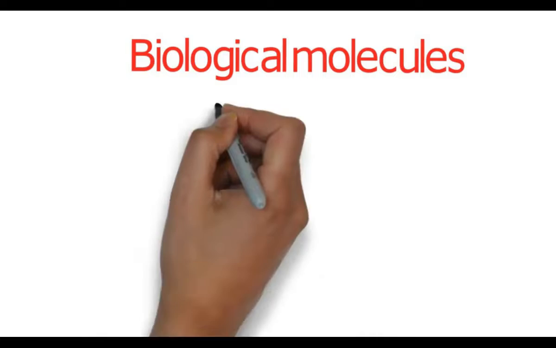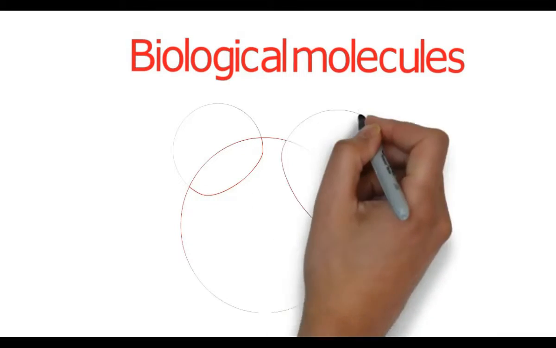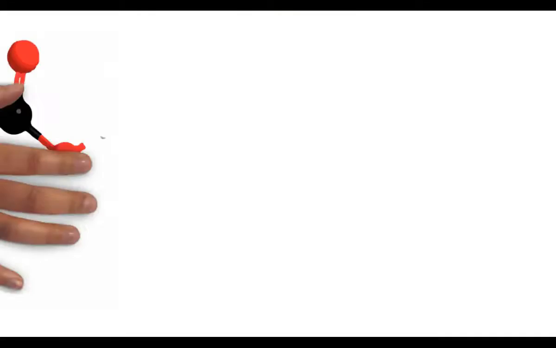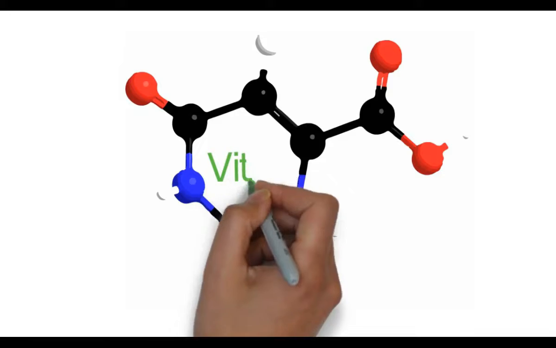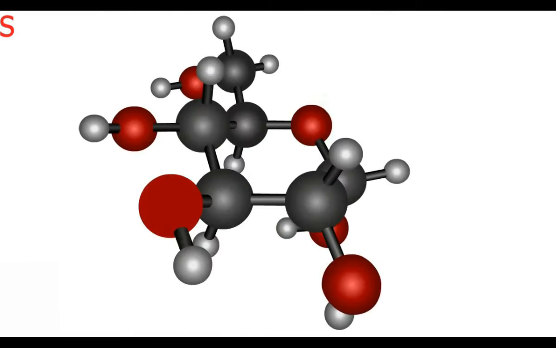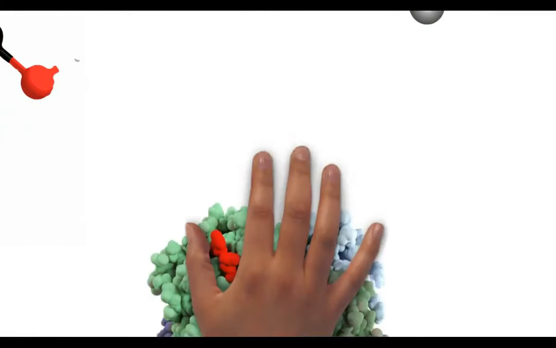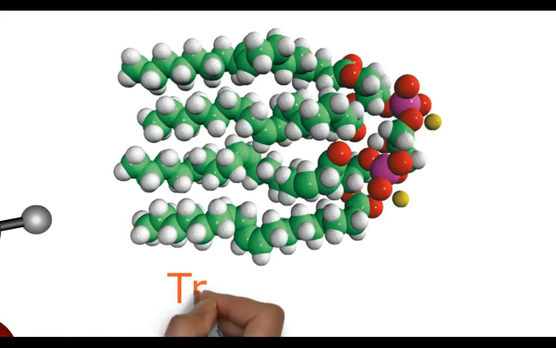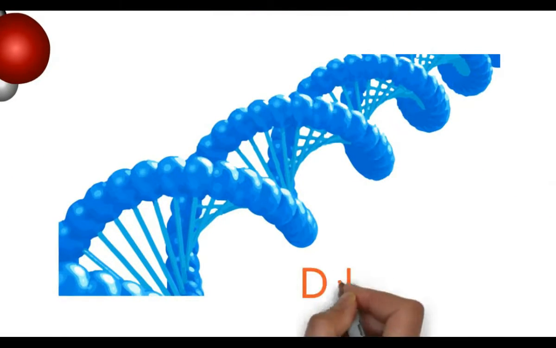Molecules are made of one or more atoms, and biological molecules are made of many thousands of atoms. For example, water, vitamin C, carbohydrates, for example, glucose, proteins, for example, blood hemoglobin, lipids, for example, triglycerides, and DNA.